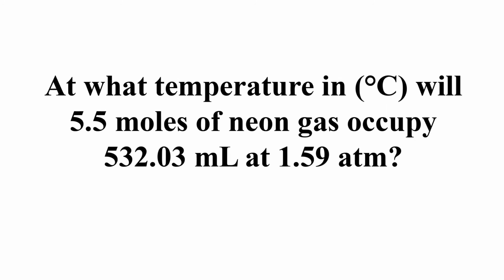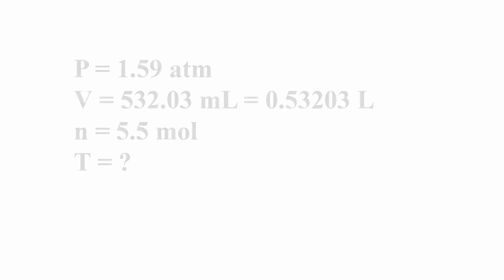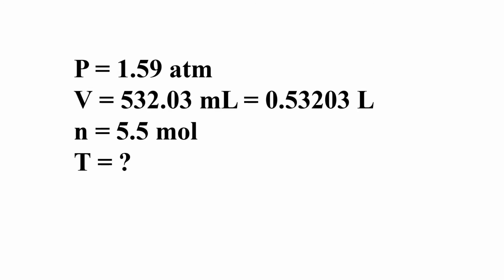Let's do another problem. At what temperature in degrees Celsius will 5.5 moles of neon gas occupy 532.03 milliliters at 1.59 atms? Once again, write down what you know. Our pressure is 1.59 atms. Our milliliters must be converted to liters. In this case, it's 0.53203 liters. The number of moles is 5.5.